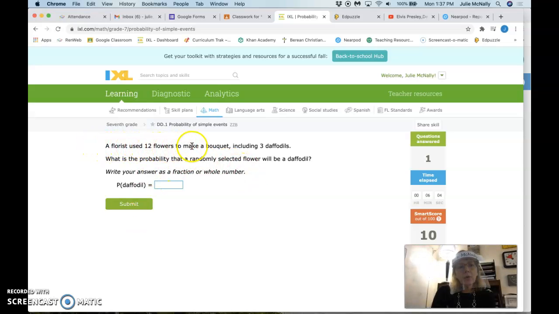A florist used 12 flowers to make a bouquet, including 3 daffodils. What is the probability that a randomly selected flower will be a daffodil? How many possible daffodils? 3 out of how many total flowers? 12.